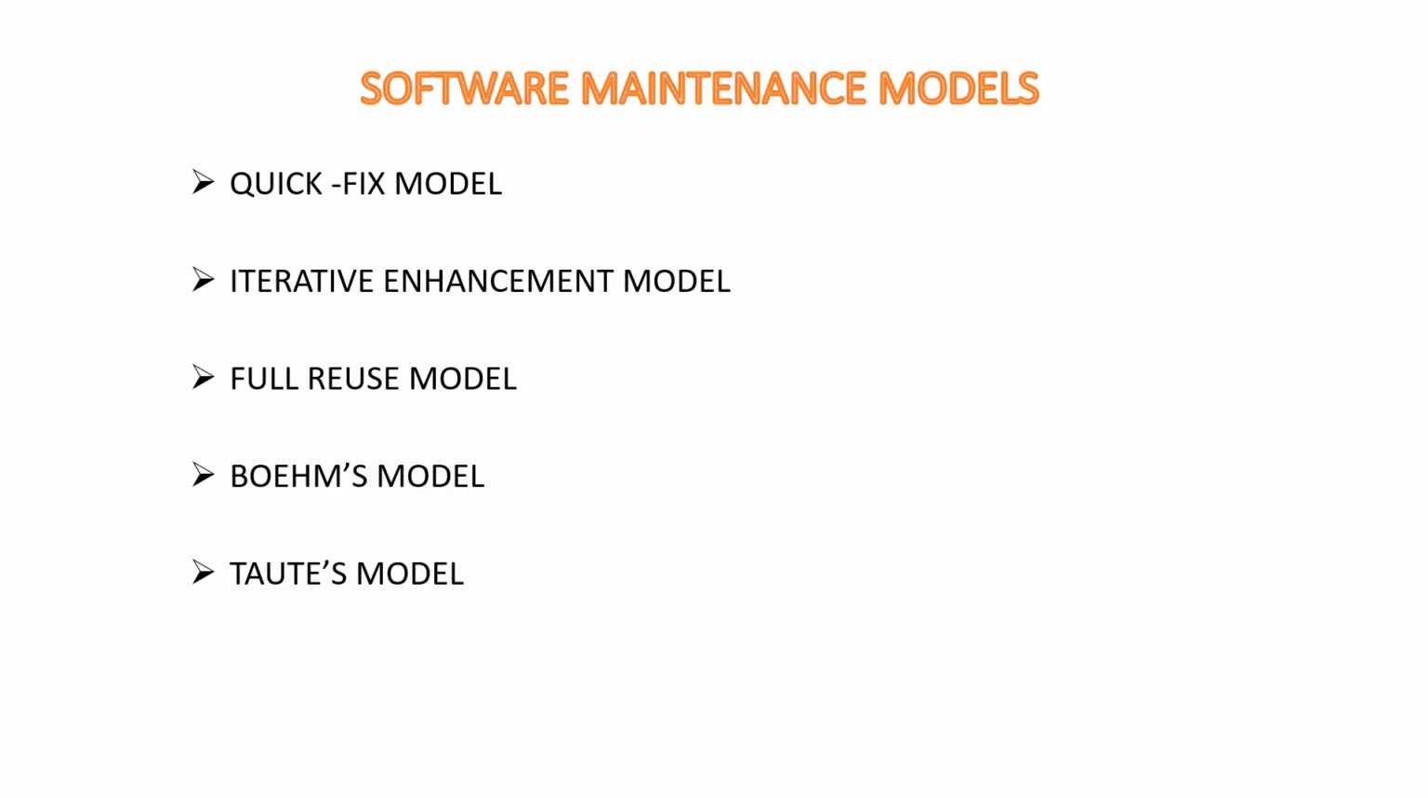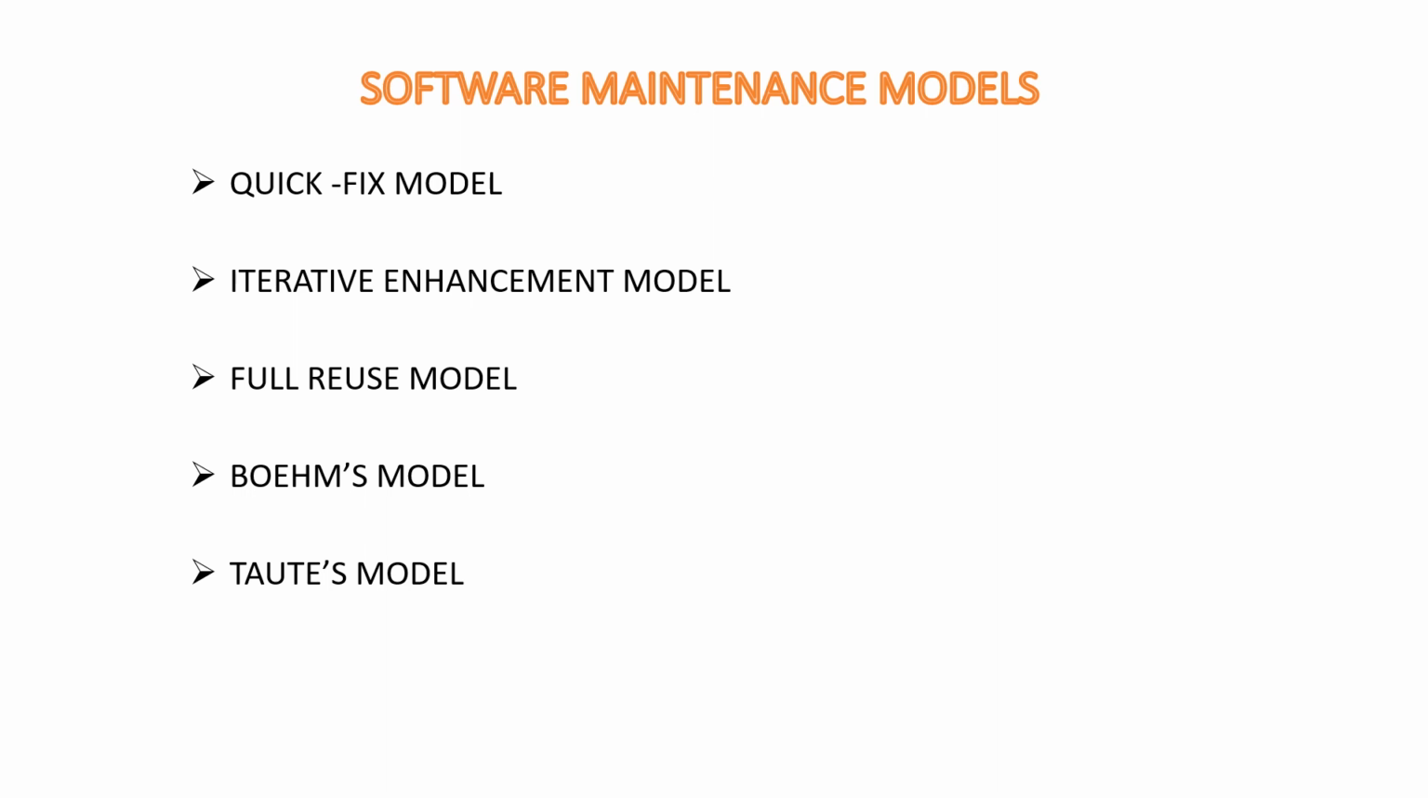Next, we are going to see software maintenance models. So these are some of the software maintenance models. The first is the quick fix model. Second is the iterative enhancement model. Third is the full reuse model. Fourth is Boehm's model.